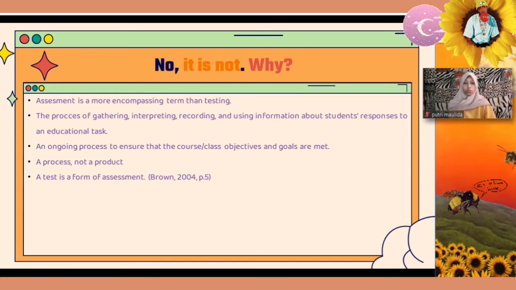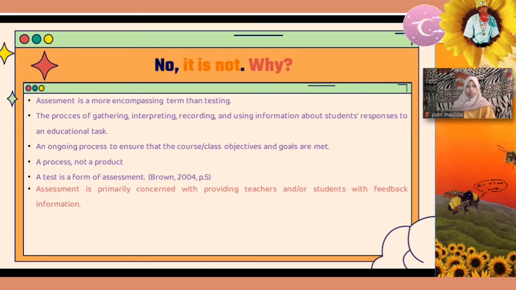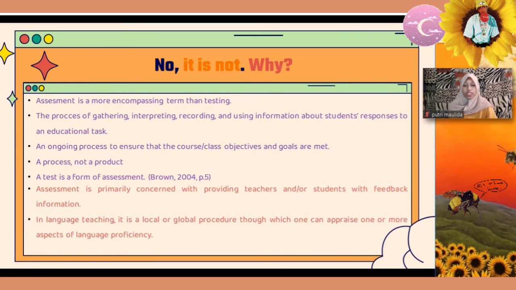A test is a form of assessment. So from Brown, a test is a form of assessment. It's a kind of assessment. And then the aim of assessment itself is primarily concerned with providing teachers and or students with feedback information. So assessment will give students and teachers feedback. In language teaching, it is a local or global procedure through which one can appraise one or more aspects of language proficiency. And then assessment is transparent.